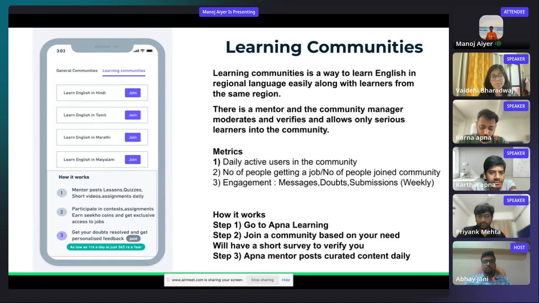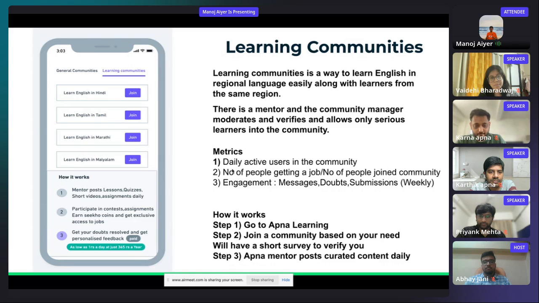So this will solve the issue of, let's say, when we have more TG, the exact target audience with the same goal in a community, the community grows together. As people will have the same goal and they'll help each other to learn more. So we can have some kind of verification, like where are they? What are their details? What is their goal of learning English, to allow them into the community.